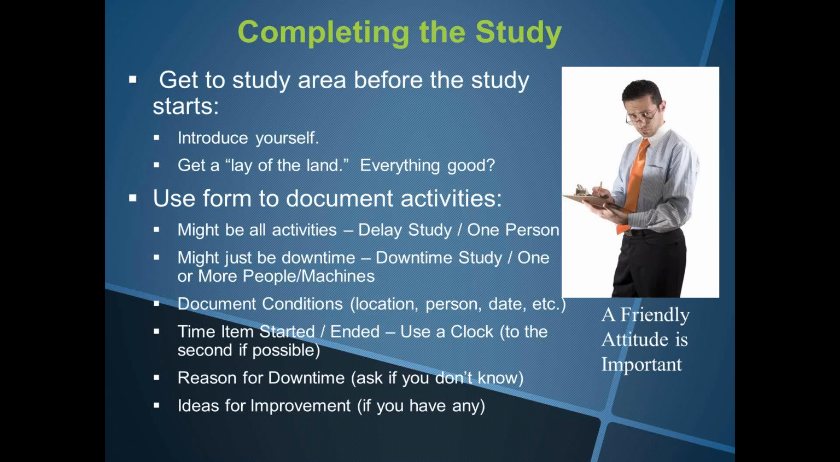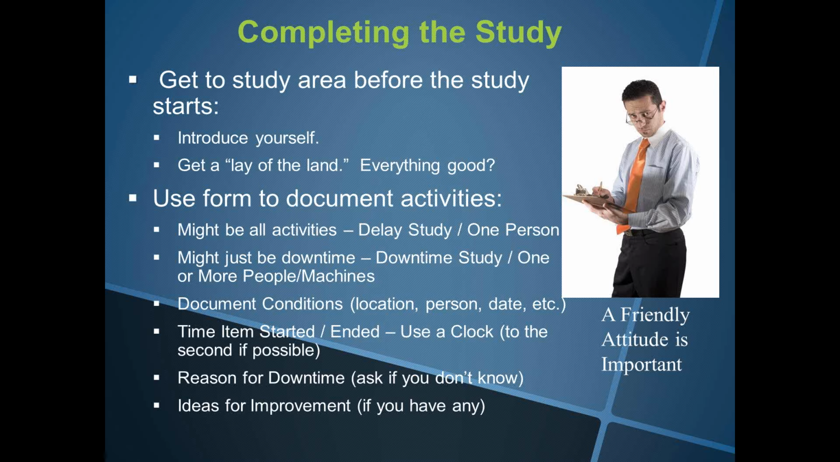And then use the form to document the activities. There are different types of forms. I'm going to show you two different types in a minute. One might be all the activities, which would be what I'd call a delay study. Typically, if you're studying one person, you might do a delay study. You're accounting for 100% of the time in a delay study. It's really like a time study, but it's very detailed because you're capturing all the time.